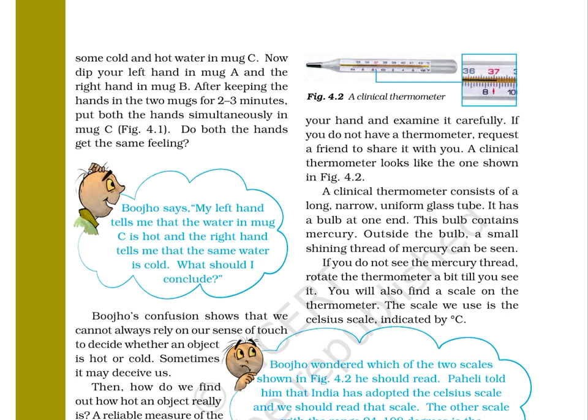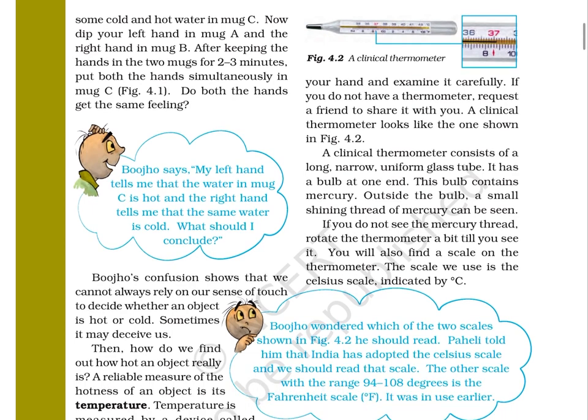There's a thought bubble given here. A picture of Bojo is next to it. Bojo says, "My left hand tells me that the water in mug C is hot, and the right hand tells me that the same water is cold. What should I conclude?" Bojo's confusion shows that we cannot always rely on our sense of touch to decide whether an object is hot or cold. Sometimes it may deceive us.